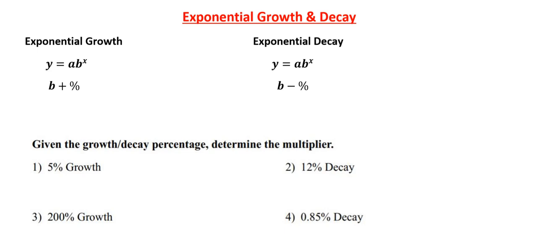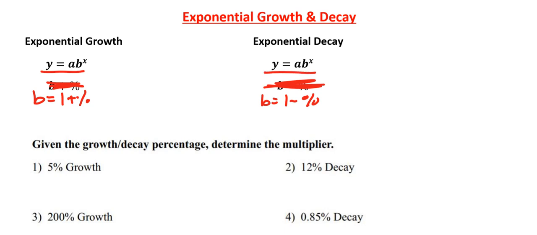I know if you're looking at it, I made a typo here. This has to be fixed. It's going to be b equals 1 plus the percent, and this should be b equals 1 minus the percent. Okay. But if you're looking at the formula quickly, exponential growth and decay, the formulas pretty much look exactly the same. In these two formulas, obviously, again, they're the same.